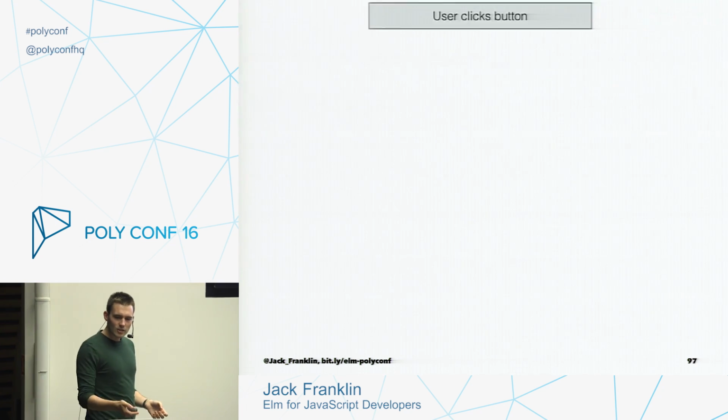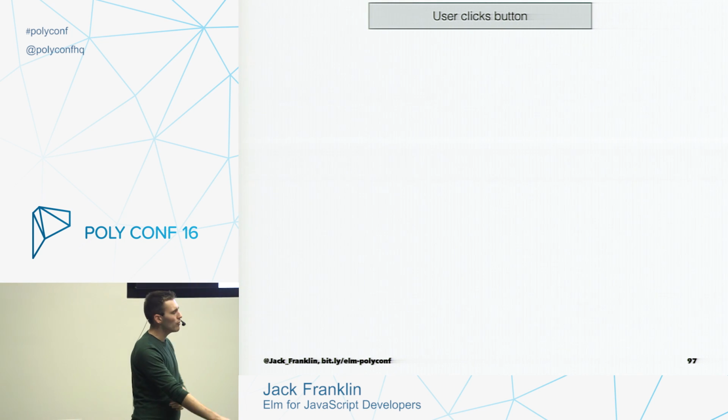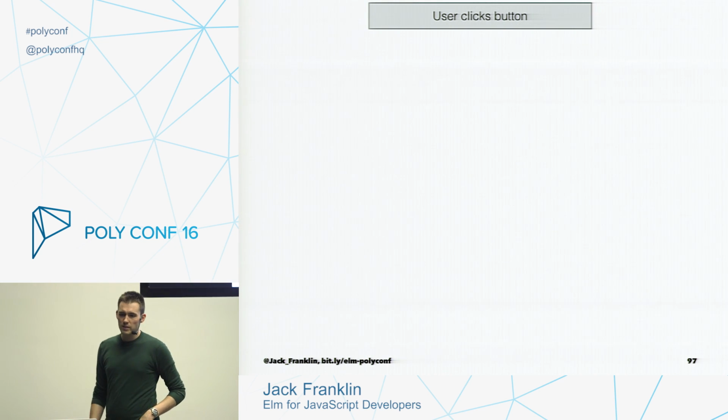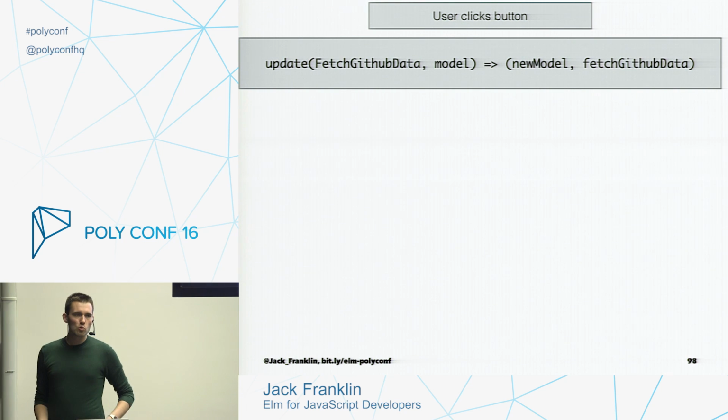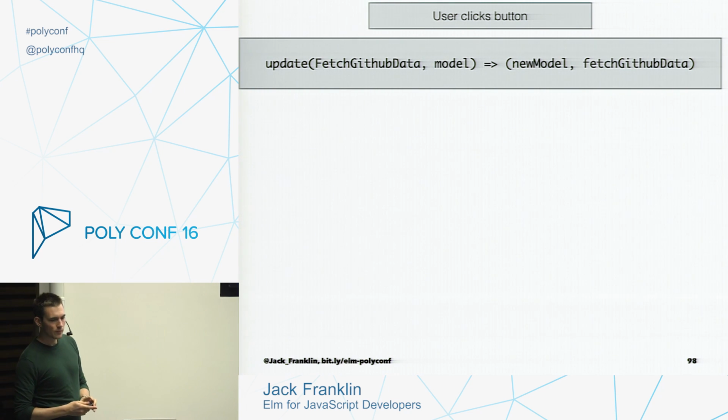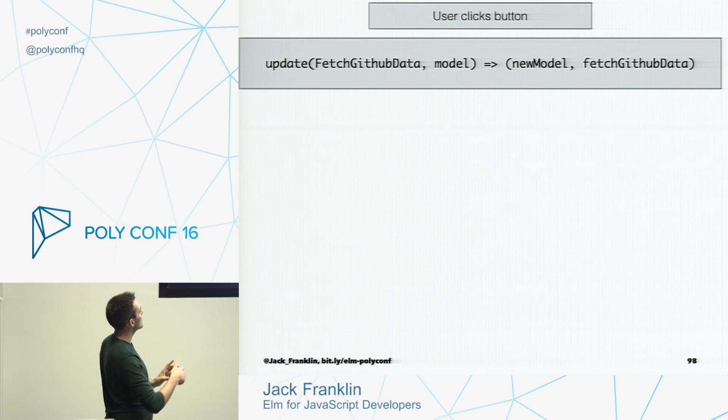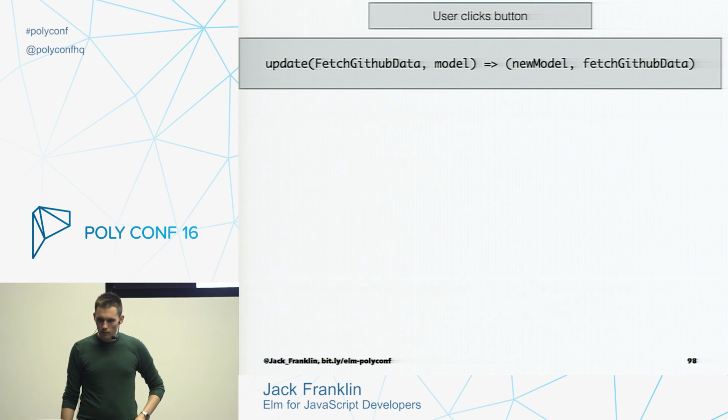So I realize I'm running out of time. Just go quickly through the last bit. So this is a general flow of what goes on here. The user clicks the button. The update function gets called with the fetch GitHub data message, which returns the new model and the fetch GitHub data command. The view renders.